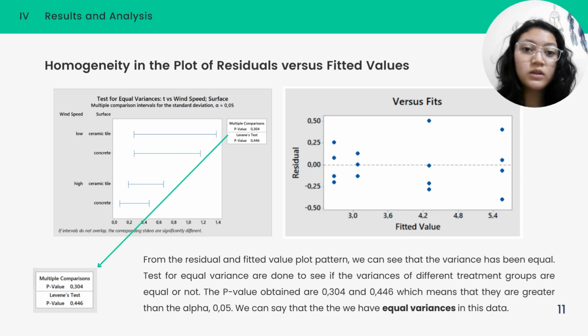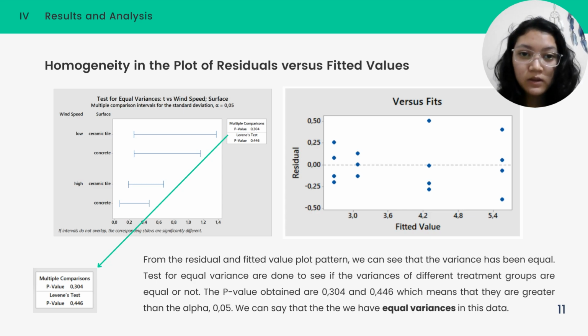Now we're going to talk about the homogeneity in the plot of residual versus fitted values. From the residual and fitted value plot pattern, we can see that the variance is equal, as shown here. The tests for equal variance are done to see if the variance of different treatment groups are equal or not. The p-values obtained are 0.30504 and 0.446, which means that they are greater than the alpha that we chose, which is 0.05. We can say that we have an equal variance in this data.